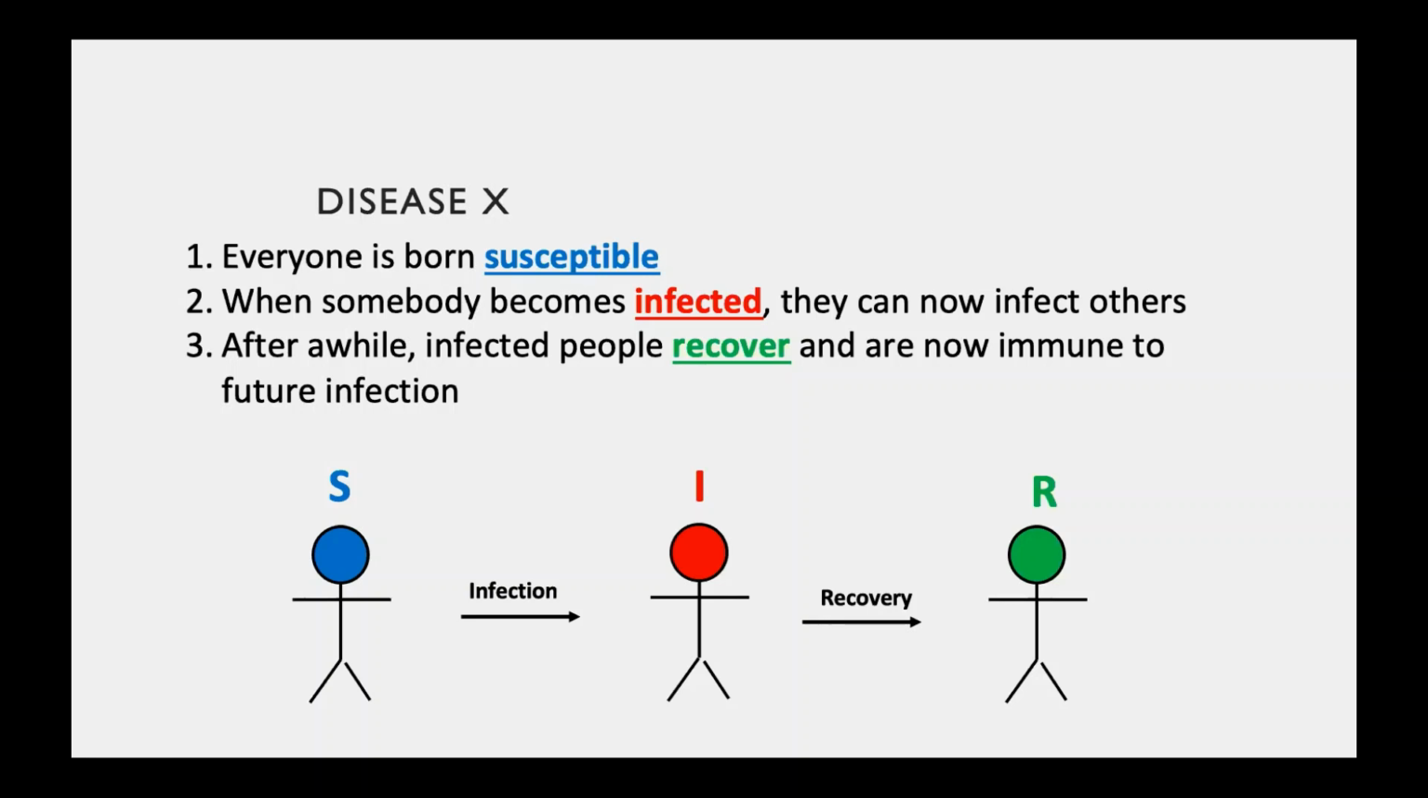So you can see here these little stick figures. The blue is going to represent S for susceptible, red is going to be for I, which is infected, and then green is for R, which is recovered. And also just to note that there isn't a vaccine or anything like this. You can only be in susceptible, infected, or recovered.